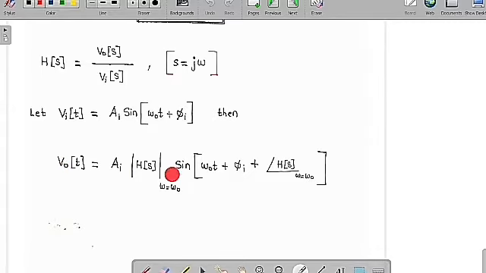So this is called the net output equation, meaning the amplitude can either be gained or decayed, and the signal can only be phase shifted by this much amount. So therefore V naught(t) is equal to Ai into mod of H(s) at omega is equal to omega naught, sine of omega naught t plus phi i plus angle of H(s) at omega is equal to omega naught. So this is the net output equation of a linear network. This is called the steady state response of the output equation, meaning it can only gain by this factor, and this is the amount of phase shift.